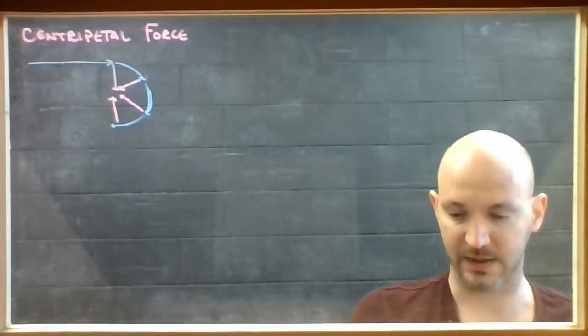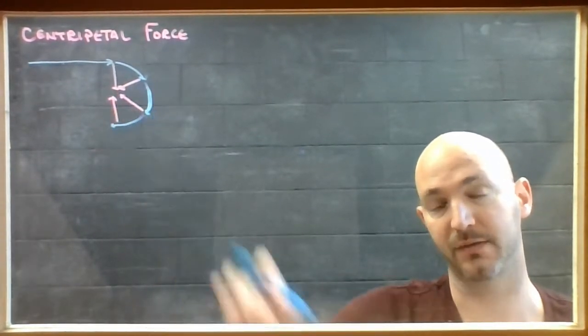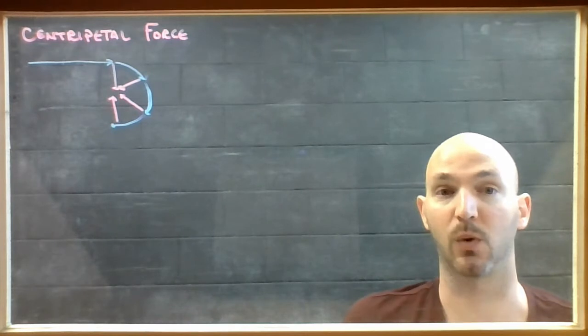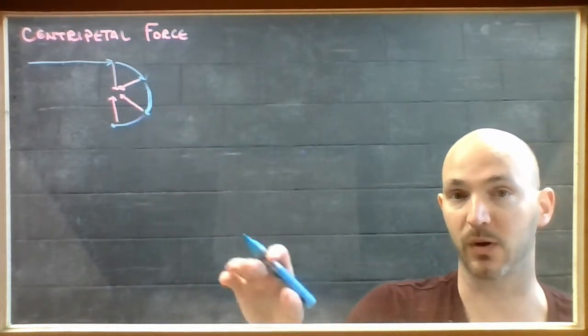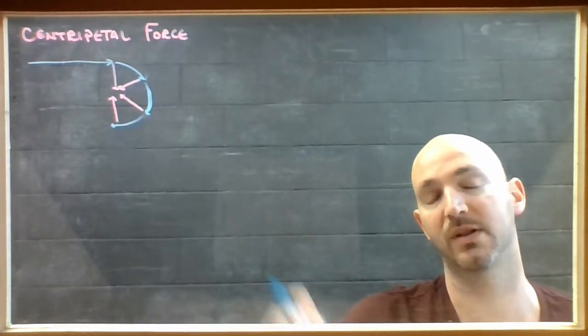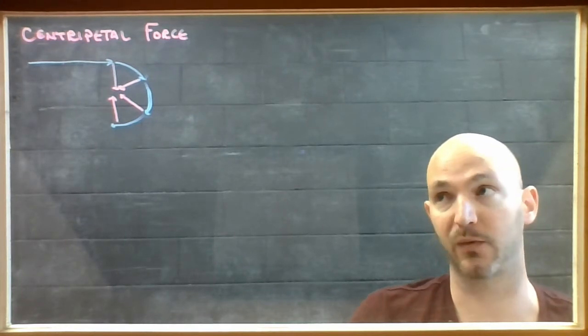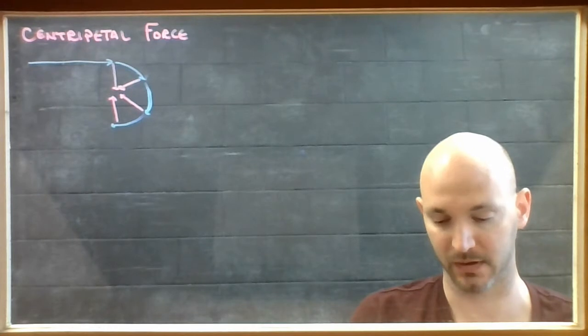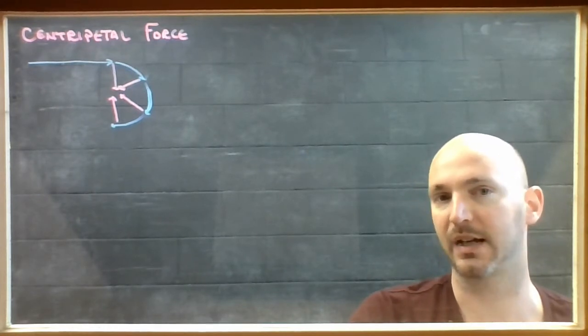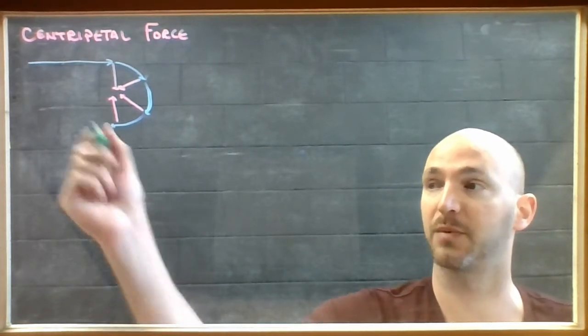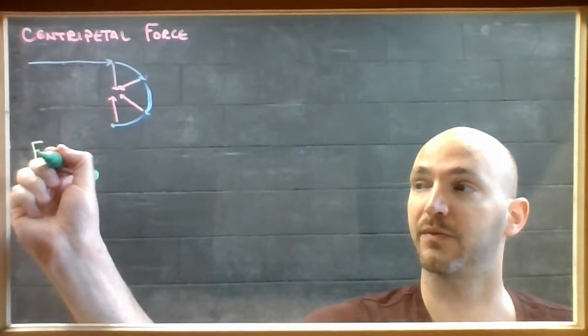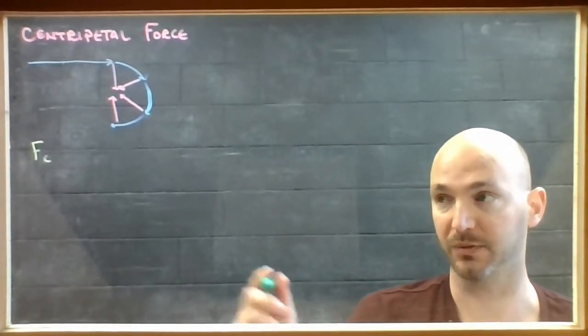So you notice that in order to pull this off, in order to get yourself to go around a corner, there must be a force pulling you in towards the center of that circular path. And the name for that force is the centripetal force. So there are a few things that determine how strong a centripetal force you need. So we'll do F, C, C for centripetal.